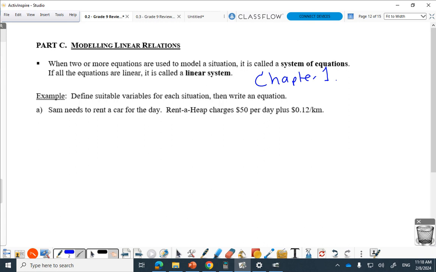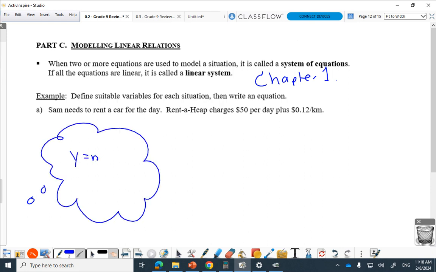Okay, Sam needs to rent a car for the day. Rent a Heap charges $50 per day plus 12 cents a kilometer. They want me to make an equation. What's supposed to happen here is your brain's supposed to go y equals mx plus b. The only equations we really know at this point are linear equations. So I'm going to use y equals mx plus b.